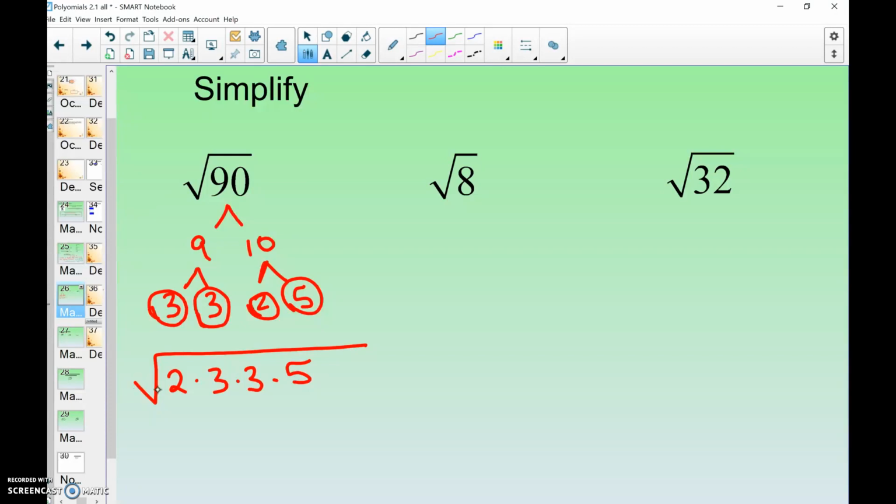Well, we're going to think of this radical as the jail. And all of our whole numbers are stuck in jail. And they can only break out if they have a partner. Well, if we look at our numbers, there's 1, 2, there's 2 3s, and there's 1 5. So the only set of partners, quote unquote, that I have are the 3s. So circle those.